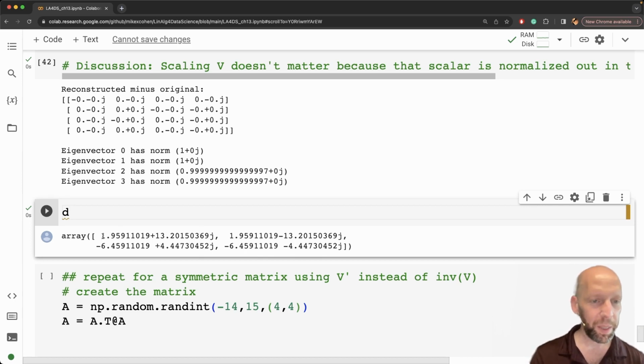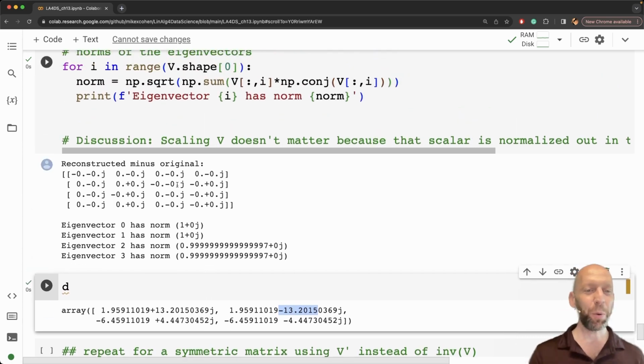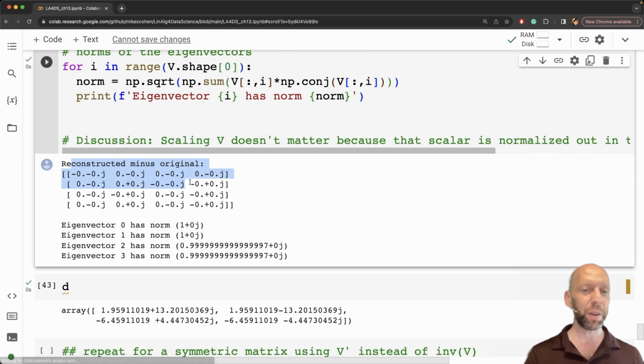So for example, you see here's the real part is the same as this real part. The magnitude of the imaginary parts are the same, but the signs are flipped. And same thing for this other pair here. Okay, but anyway, that was not the main point. The point is we can see that the reconstructed minus the original matrix is all zeros, so the reconstruction was accurate.